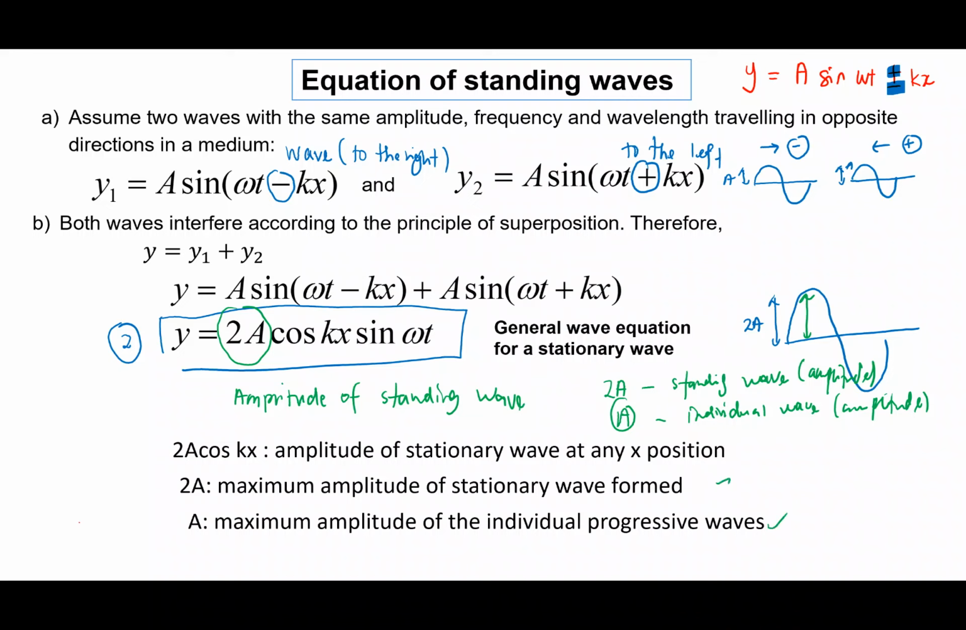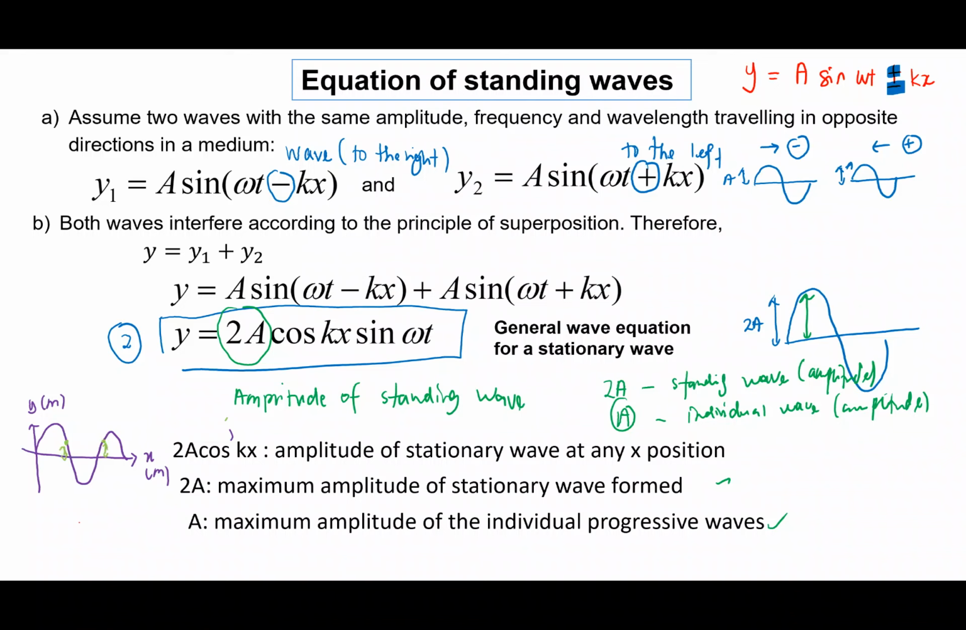So 2A cos kx adalah amplitude of the stationary wave at any x position. So bila you lukis wave, contohnya macam ni. So ini adalah paksi Y, paksi X, dan yang juga dalam meter. So contohlah you nak kira amplitude pada kedudukan X yang you tak tahu. Contoh dekat sini, ni berapa ni amplitude dia. So dekat sini berapa ni amplitude dia.